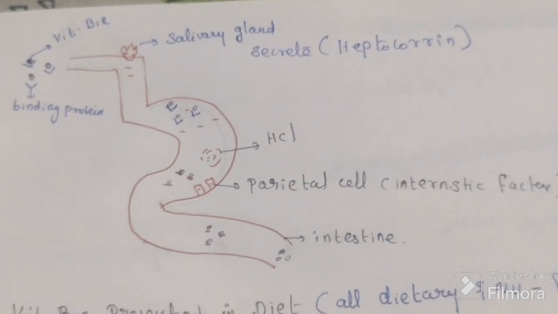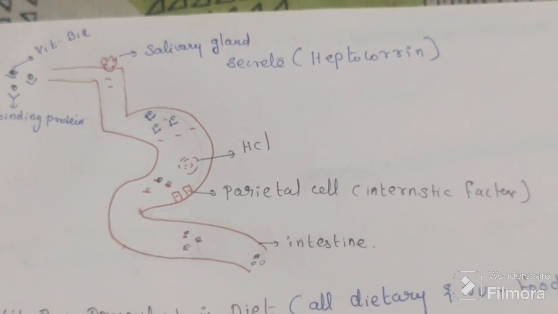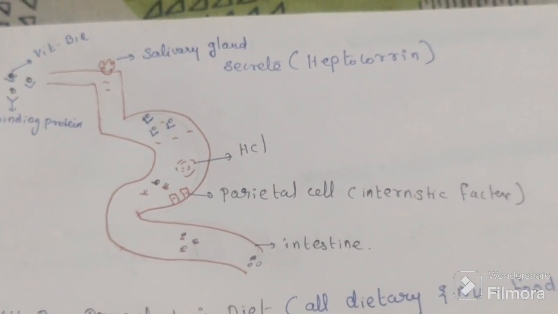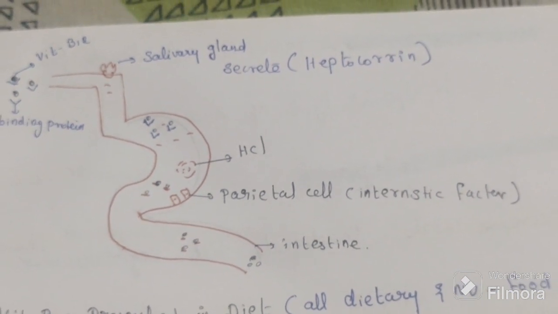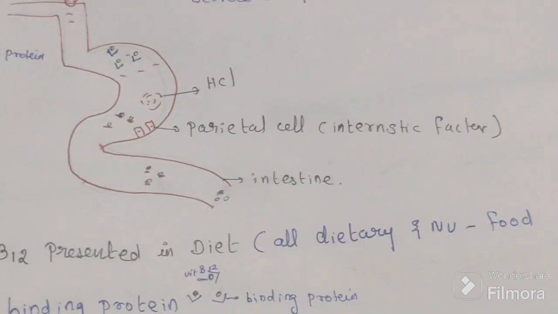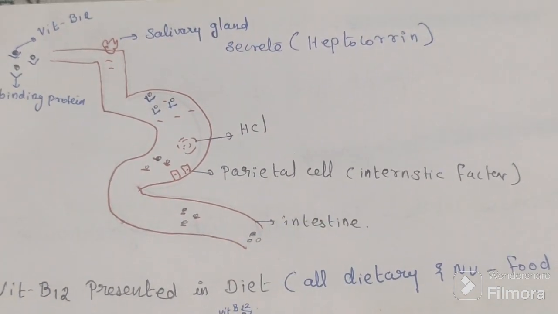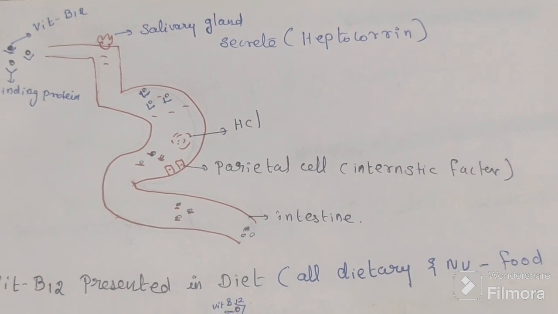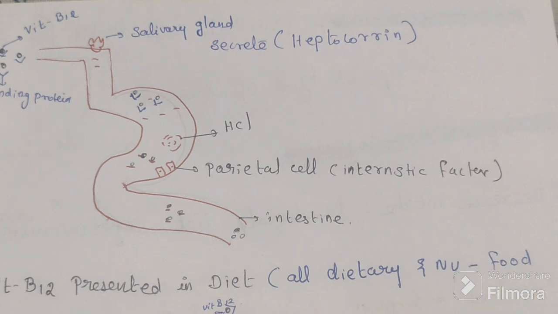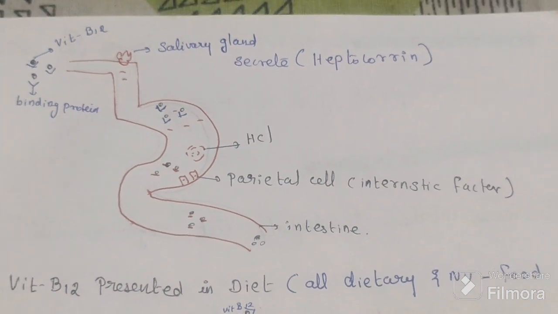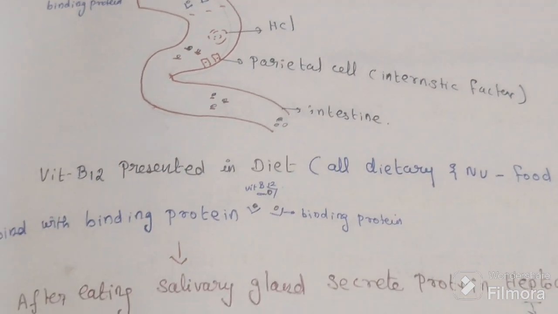What are the reasons for that deficiency? The diet may be deficient, such as pure vegetarian, or old age, or loss of appetite, or poverty. Anything can be there. Then the parietal cells are absent in the stomach, or the intestine does not absorb, or the intestine has an overload of bacteria. So these are the four important reasons for vitamin B12 deficiency.